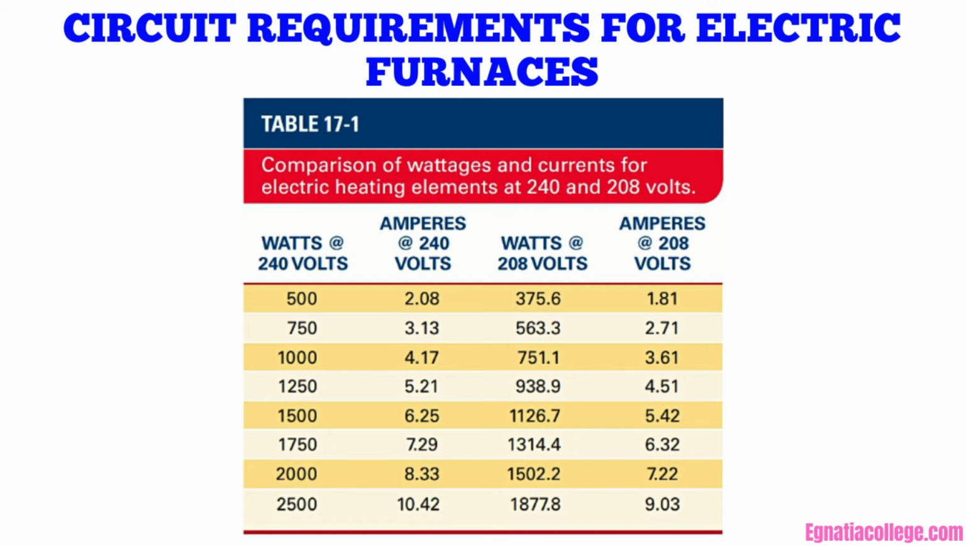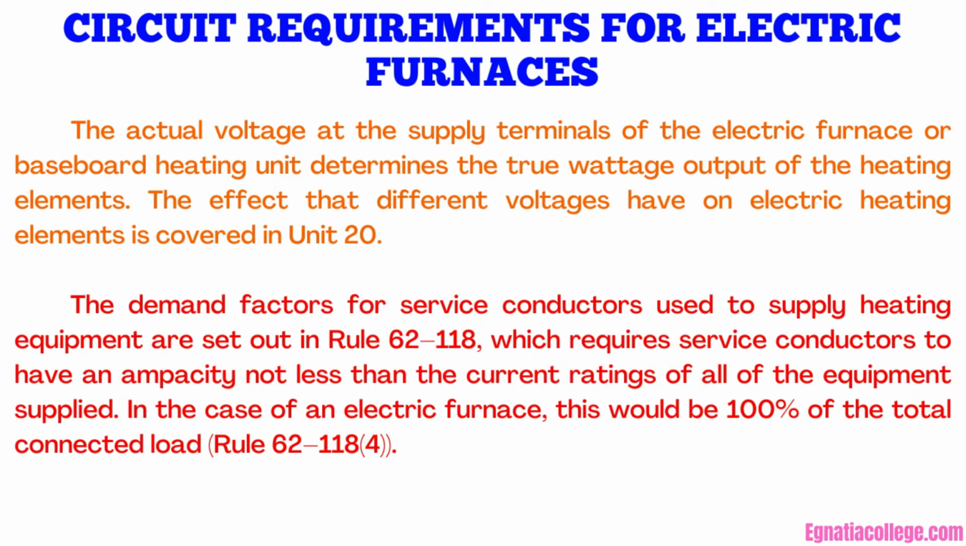For every 1% drop in voltage, there will be an almost 2% drop in wattage output. For instance, if a 240-volt rated heater is connected to 208 volts, its actual output of heat is less than its rated watts. The actual voltage at the supply terminals of the electric furnace or baseboard heating unit determines the true wattage output of the heating elements. The effect that different voltages have on electric heating elements is covered in Unit 20.